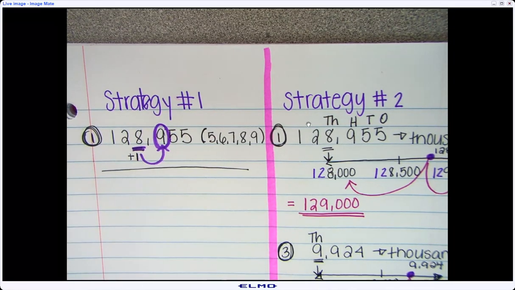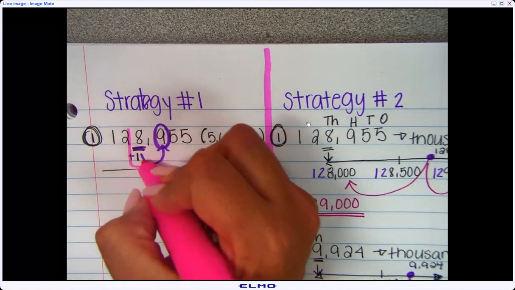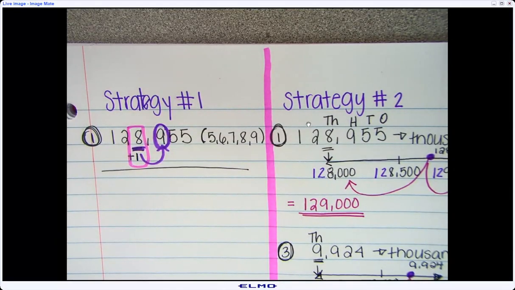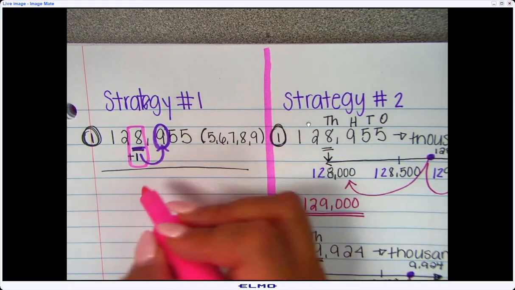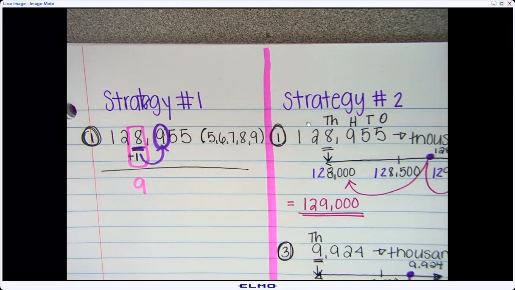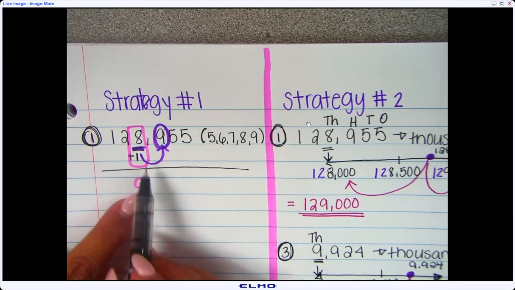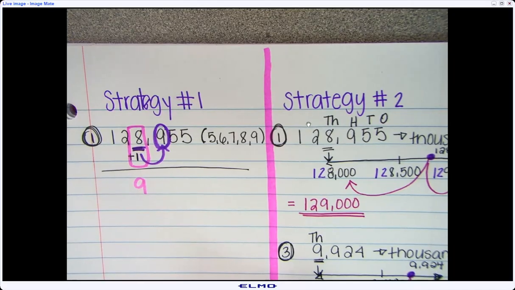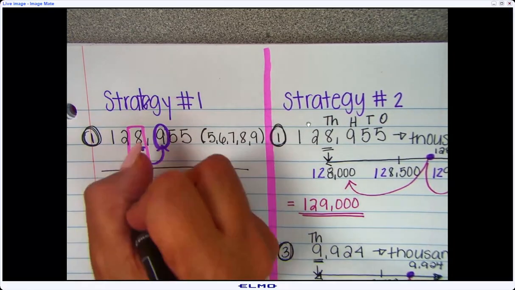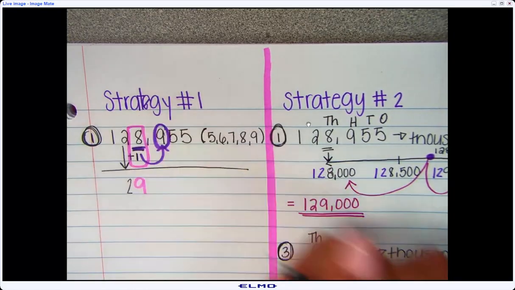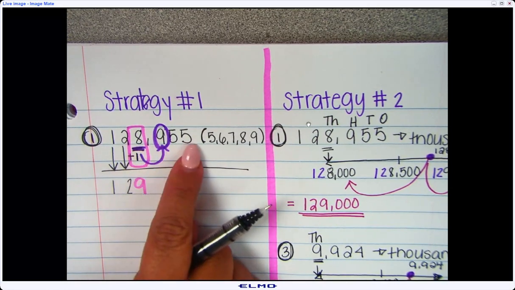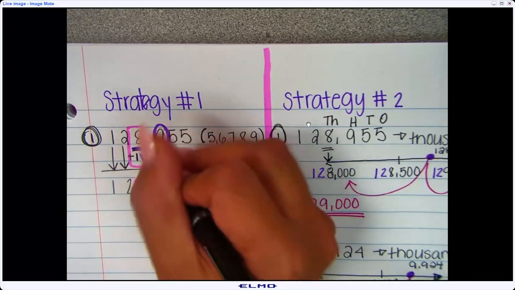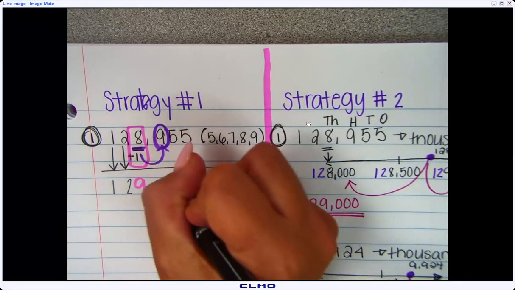So first, the focus is on my underlined digit. So how much is 8 plus 1? That's not a trick. Yes, 9. Everything to the left of that underlined digit stays the same. So I'm just going to bring down the 2. I'm just going to bring down the 1. And everything to the right of the underlined digit, so 3 digits, turn to 0.